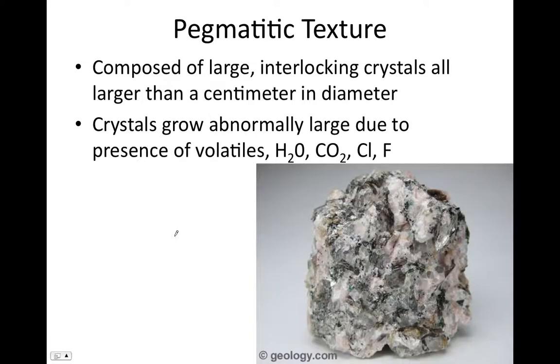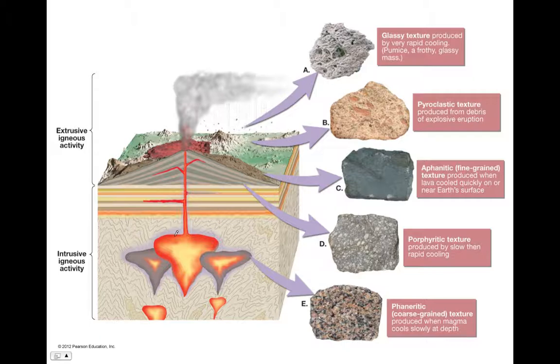And finally, we have a pegmatitic texture. Pegmatitic texture is whenever the igneous rock has extremely large crystals that are abnormally large, larger than 1 centimeter in diameter. This occurs whenever there are significant amounts of volatiles, dissolved gases, in the magma that can allow for these large mineral crystals to develop. That's a pegmatitic texture.